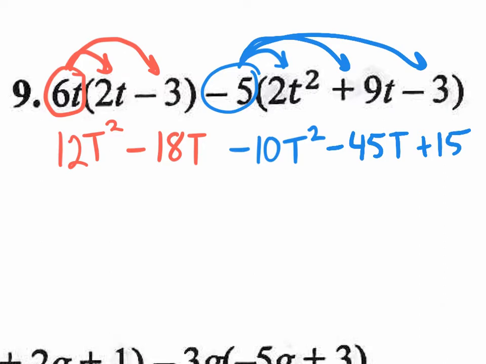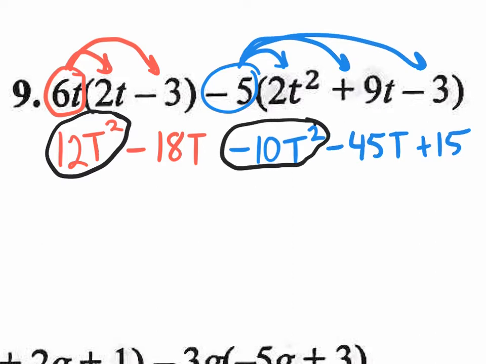Let's start with the highest exponent term because we want our answer in standard form. We're going to take this 12t squared and combine it with negative 10t squared. And notice that I include the sign that's in front. That tells me if I have or I owe. So I have $12 or I have 12 cookies or whatever you want to call this. I have 12t squares and I'm going to take away 10t squares. What do I get? 2t squares. So remember, when you're adding or subtracting, exponents don't change. It's only when you're multiplying when exponents change.